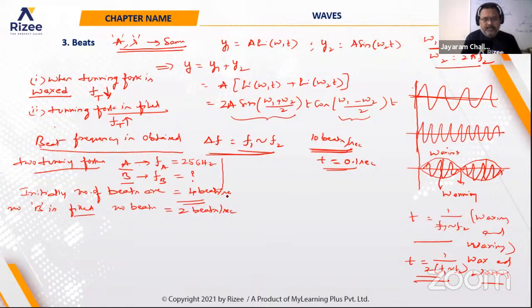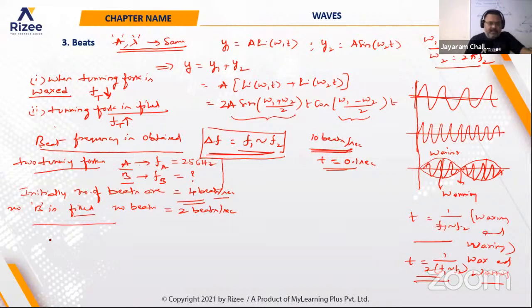Okay, 2 beats per second. Then we need to find out the value of FB. So in this type of question, you will have the answer in front of you. That means this is the formula, that is, beat frequency should be equal to the difference in the two cases.